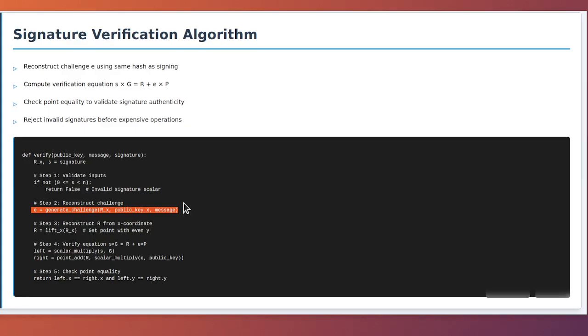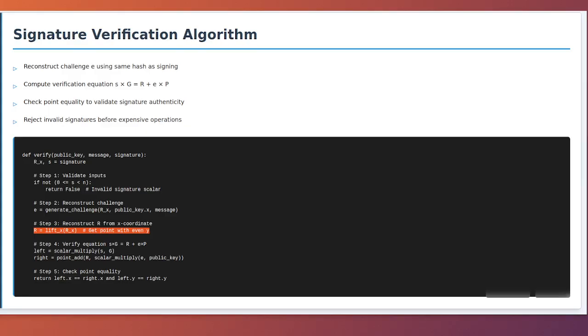Step 3 is the core verification equation. We need to verify that S times G equals R plus E times P. Let's understand why this equation should hold for a valid signature. During signing, we computed S as K plus E times D modulo n. Therefore, S times G equals K times G plus E times D times G, which equals R plus E times P, since R was defined as K times G and P was defined as D times G.